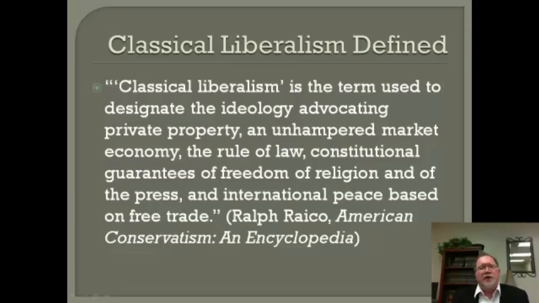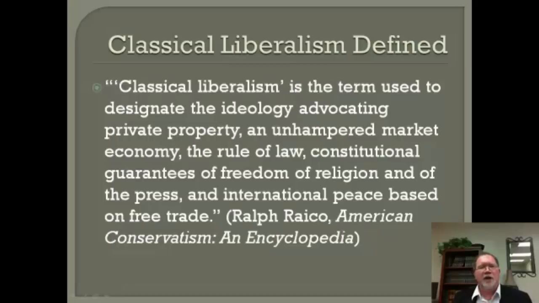Raico writes that classical liberalism is the term used to designate the ideology advocating private property, an unhampered market economy, the rule of law, constitutional guarantees of freedom of religion and of the press, and international peace based on free trade. So again, a lot of positions packaged there into this definition of classical liberalism. So liberals favor private property. Well, many conservatives favor private property as well. But the liberals, according to Raico, this is a real hallmark of their philosophy.